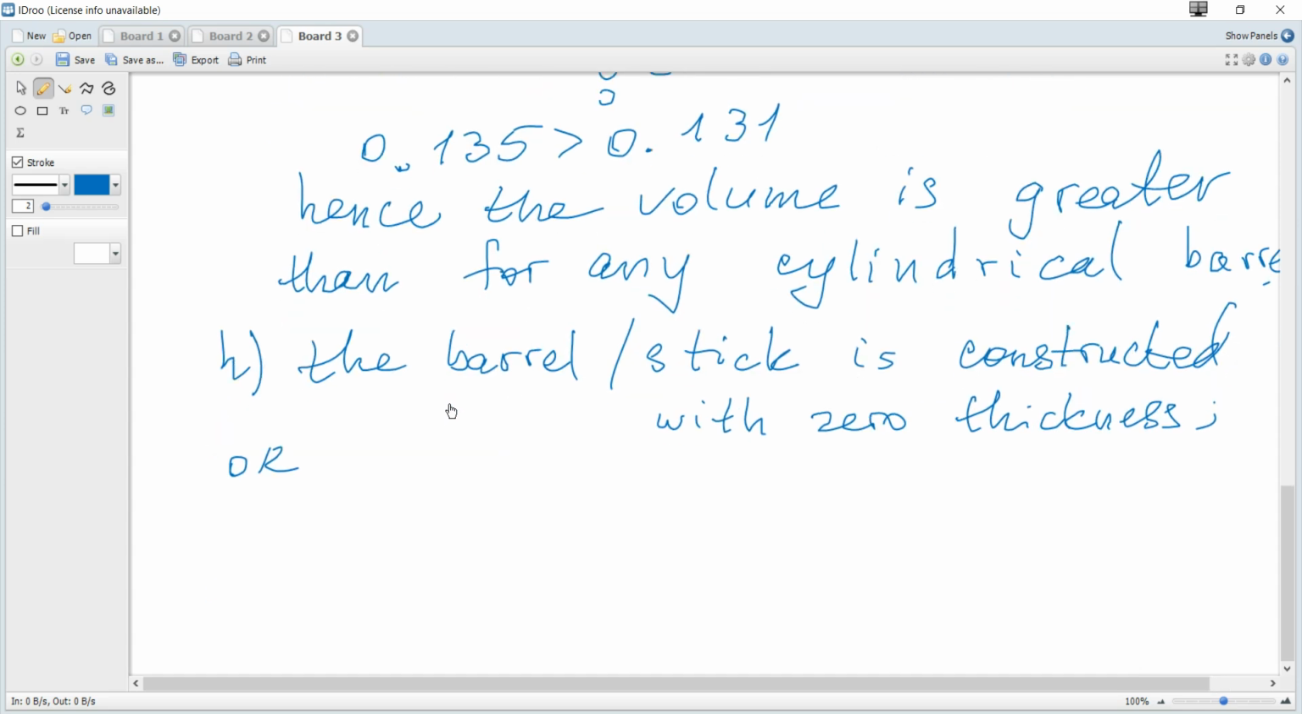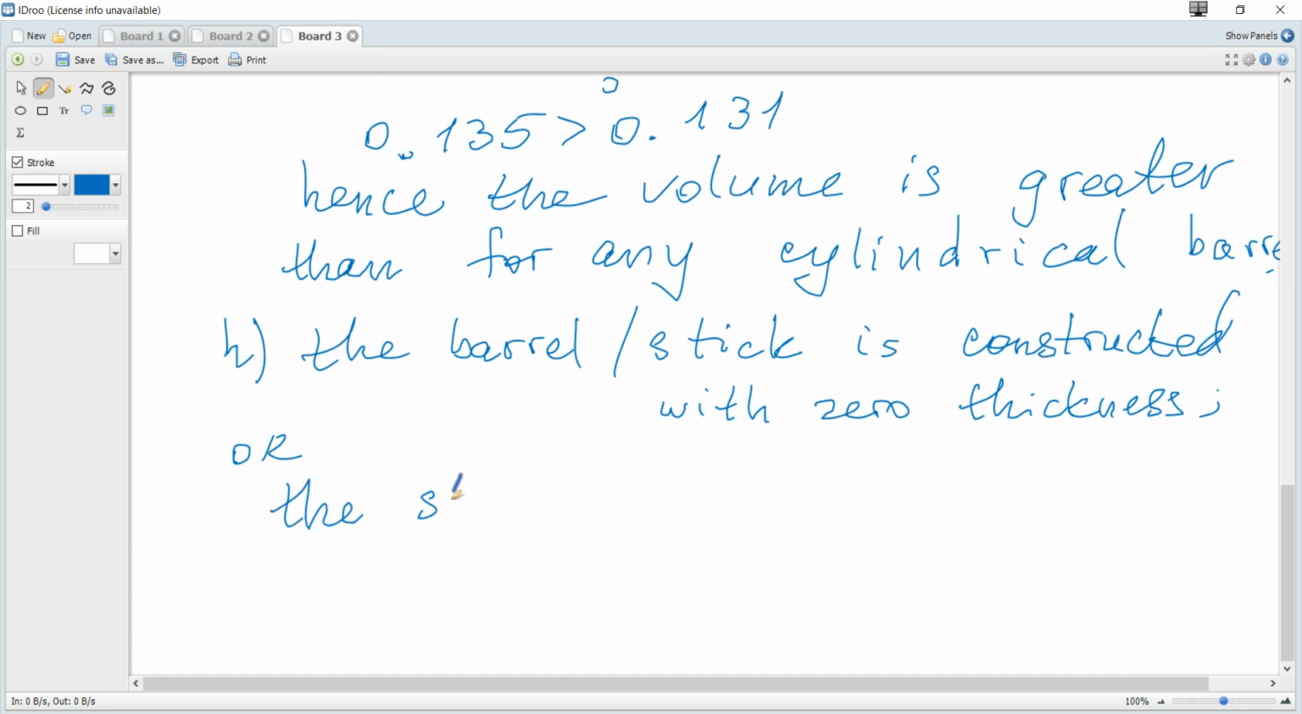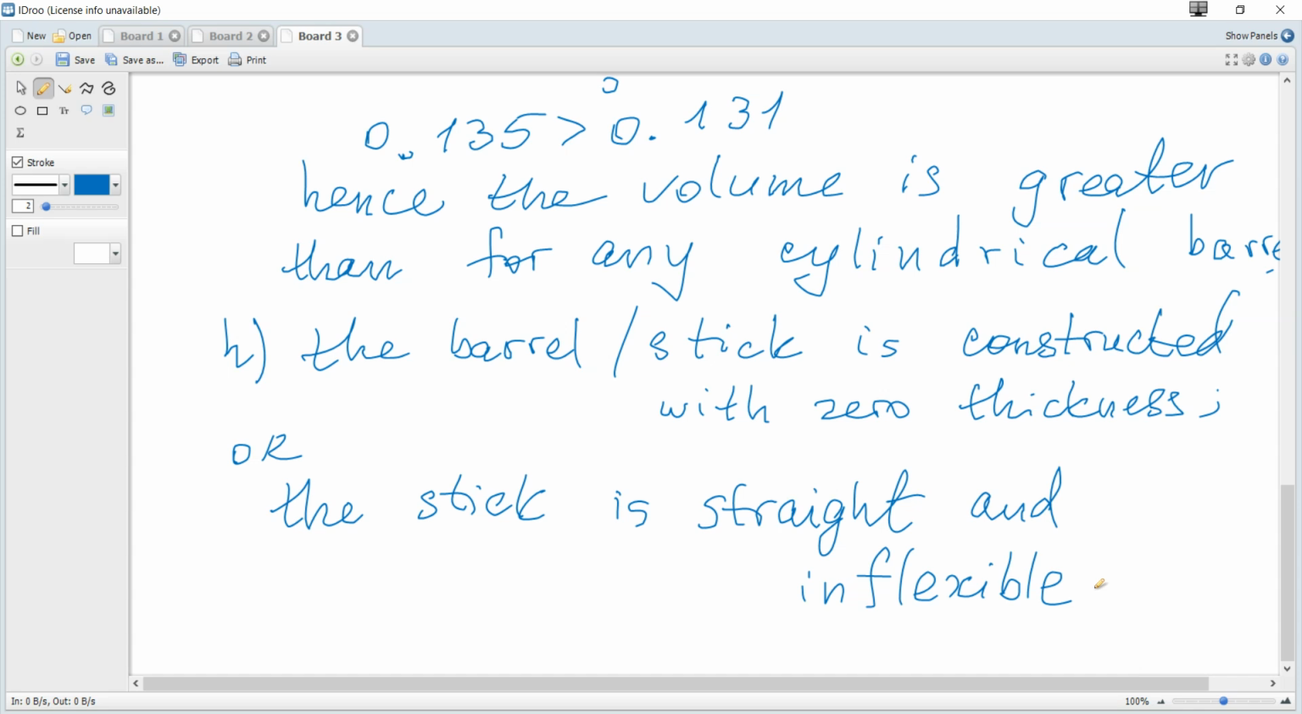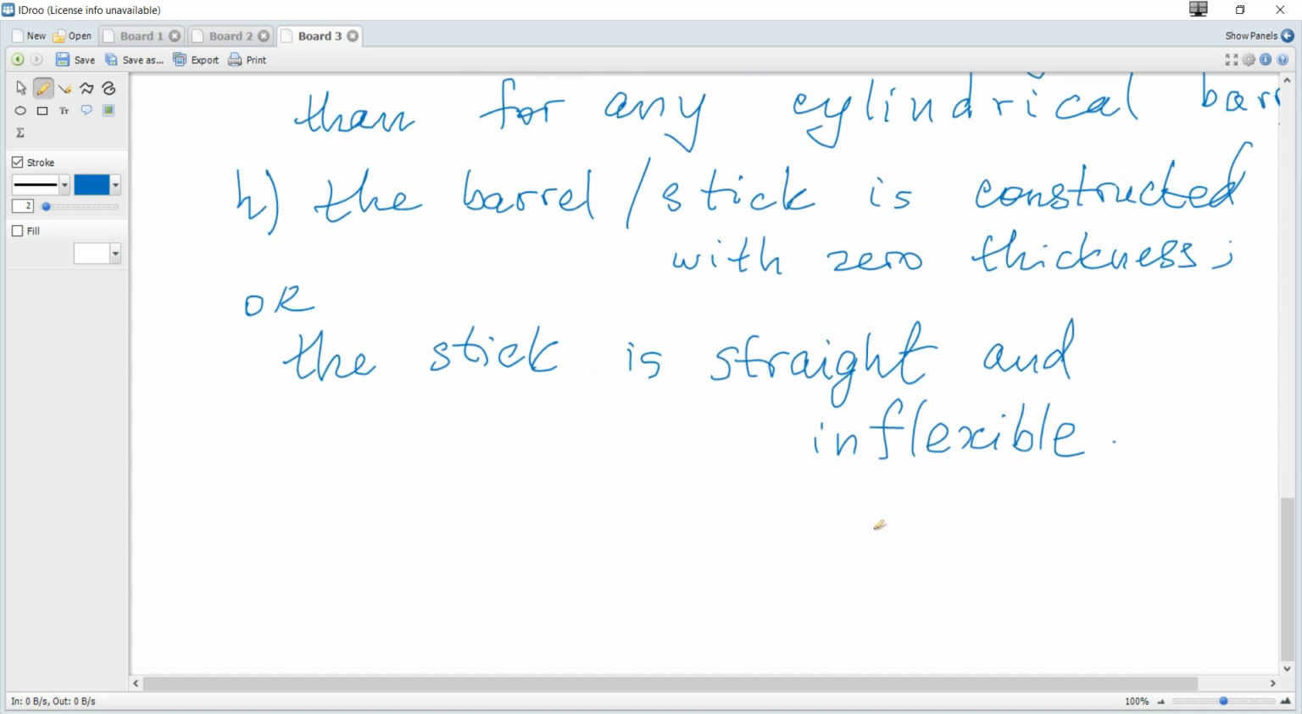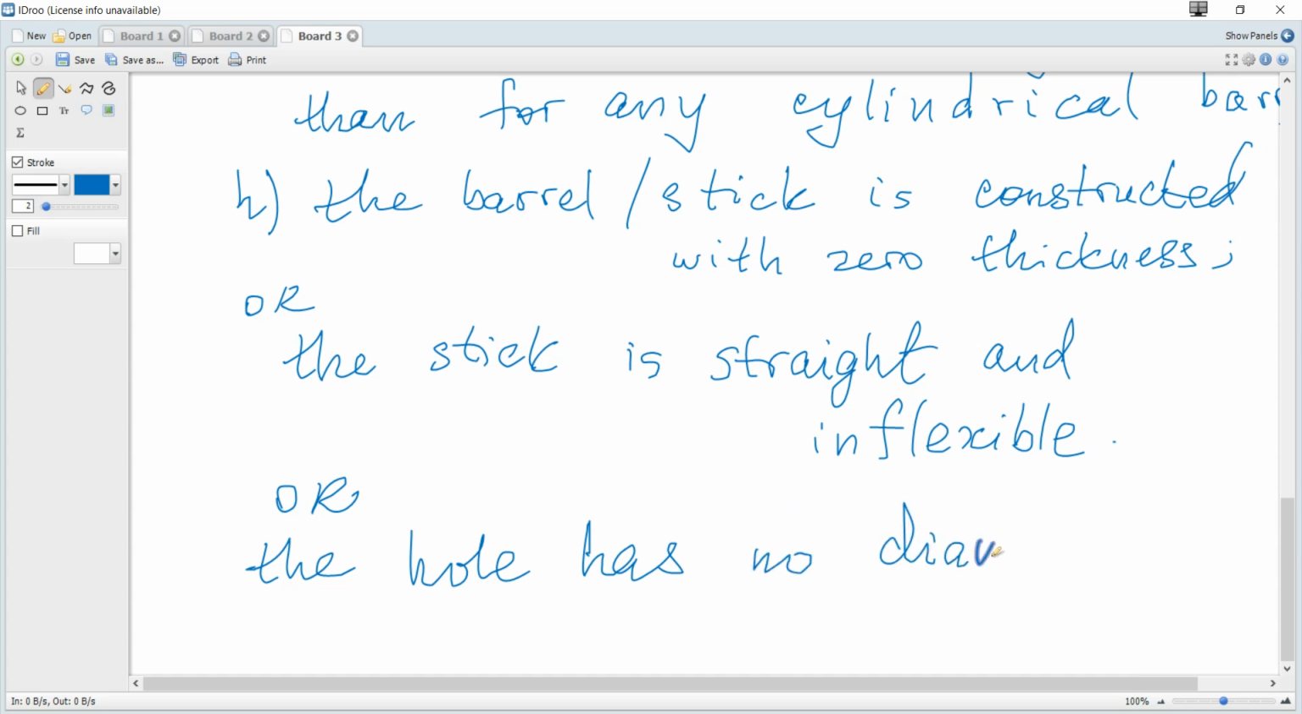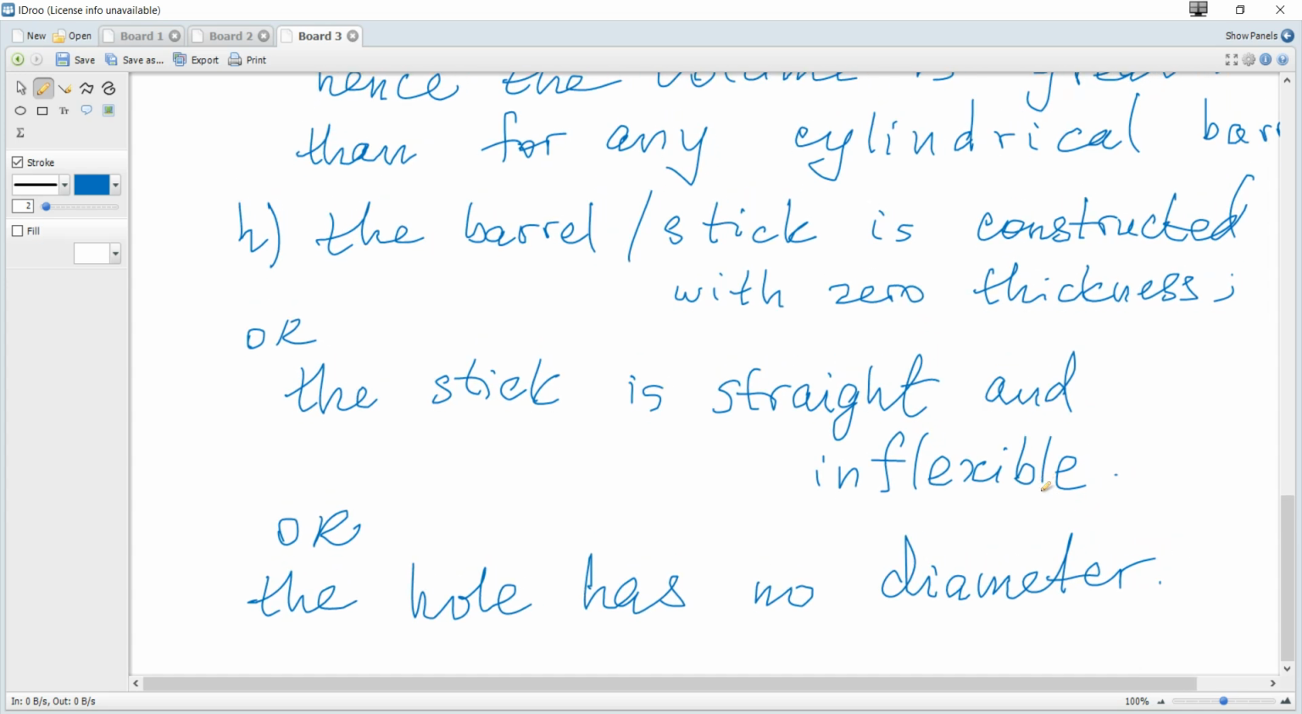Or for example that the stick is straight and flexible, or the hole has 0 dimensions, or okay, 0 diameter, or has no diameter. And that's all for this question.